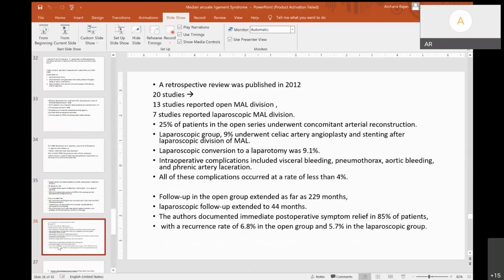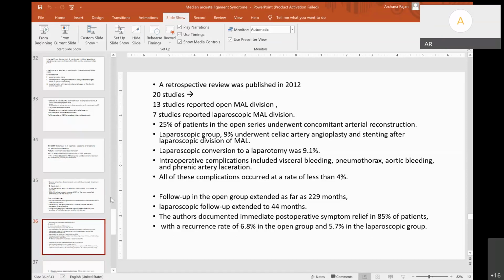Another retrospective study, published in 2012, included 20 studies: 13 studies reported open division and 7 studies reported laparoscopic division. 25% of the patients in the open series underwent concomitant arterial reconstruction along with the division. In the laparoscopic group, 9% underwent celiac artery angioplasty and stenting after division of the MAL, and the laparoscopic conversion to laparotomy was 9.1%.